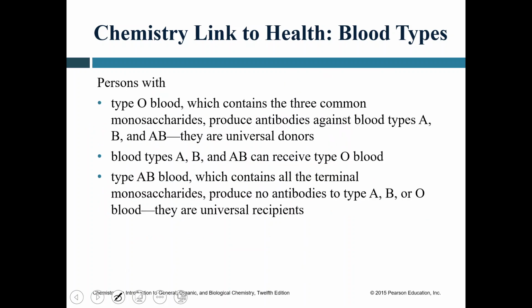So persons with type O blood, which contains only 3 common monosaccharides, make antibodies against blood types A, B, and of course AB. So these people are universal donors. Blood types A, B, and AB can all receive type O blood.